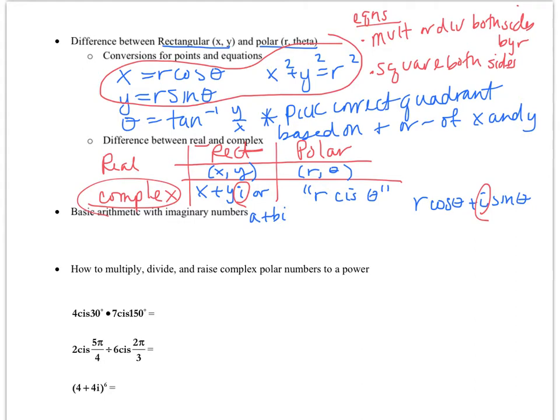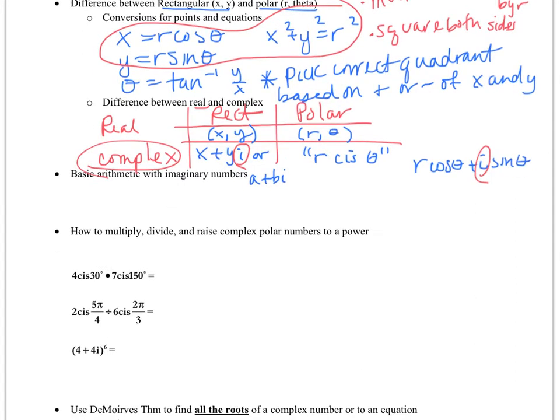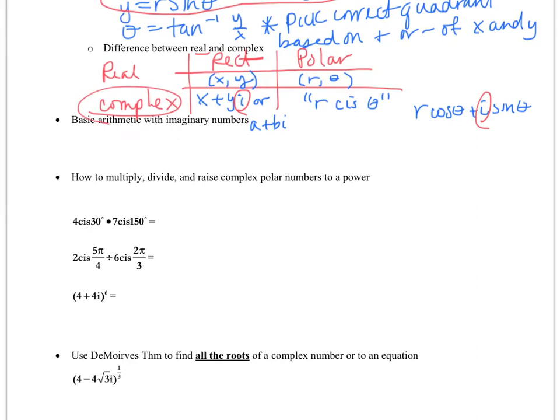When doing basic arithmetic with imaginary numbers, we are going to treat the real numbers and the i numbers like like terms. For example, if you were asked to FOIL 5 minus 3i times 2 minus 6i, you would FOIL just like we do with any other parentheses, giving you 10 minus 30i minus 6i plus 18i squared.